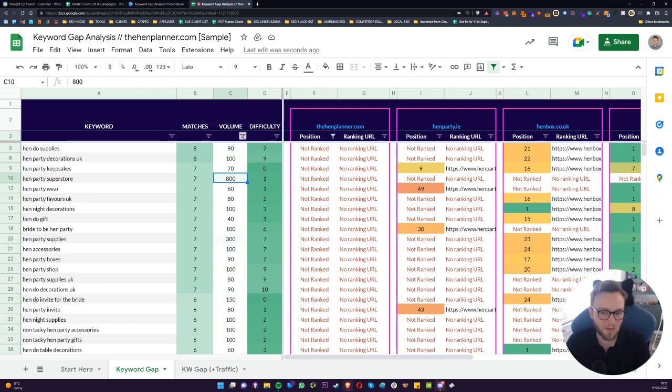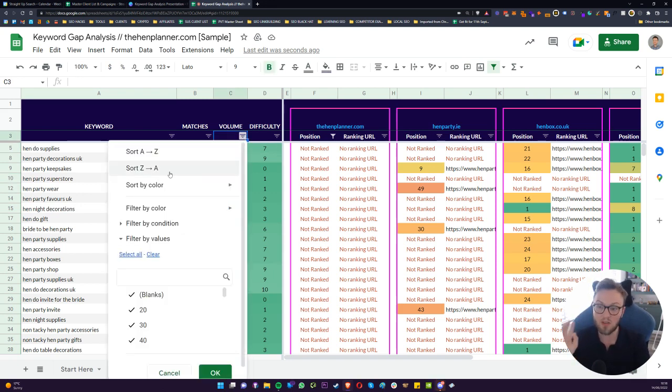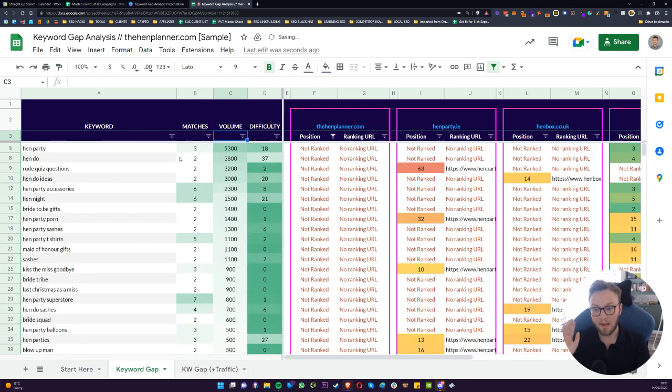And then if you're just going after pure volume, if you want to go after the highest traffic potential, you can sort this column by highest volume, and there we go, hen party in this sample. It's got 5,300 volume, and all of your competitors are ranking for it to some extent. It indicates to me that you should be leveraging this to some extent.